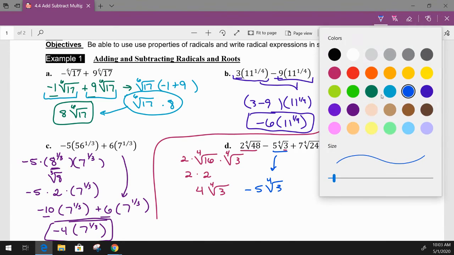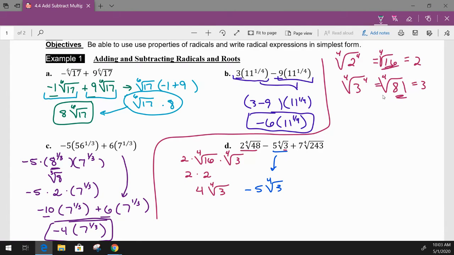And then the last one, let's pick green. This last one, you have a 7 out front, and the fourth root of 243 can be factored into fourth root of 81 and the fourth root of 3. 81 times 3 does equal 243. And up here we saw that the fourth root of 81 does equal 3, so this becomes 3 times your positive 7, which will give you a positive 21 fourth root of 3.